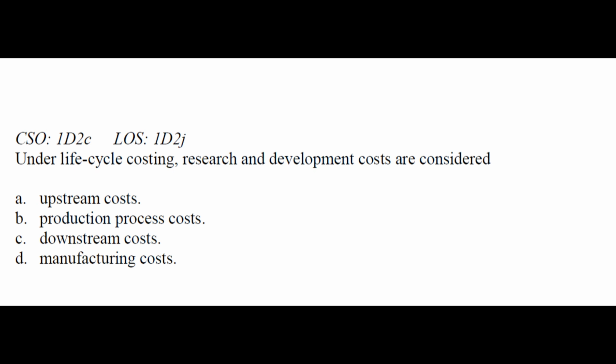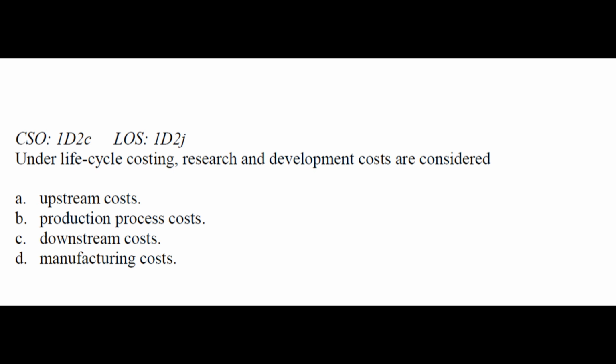A. Upstream costs. Correct. Research and development costs occur before production begins, making them part of the upstream stage of the product life cycle. They include product design, testing, and development activities. B. Production process costs. Incorrect. These costs occur during manufacturing, not before production starts.